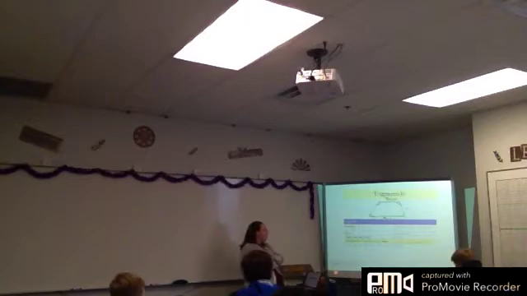Trapezoids have two pairs of base angles, okay? So like the blue is a set of base angles, the green is a set of base angles. Now in a triangle, you only have one set of base angles, correct? Okay.